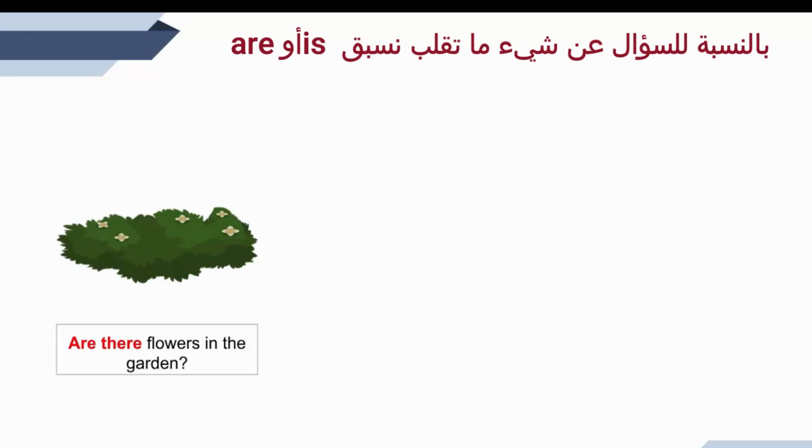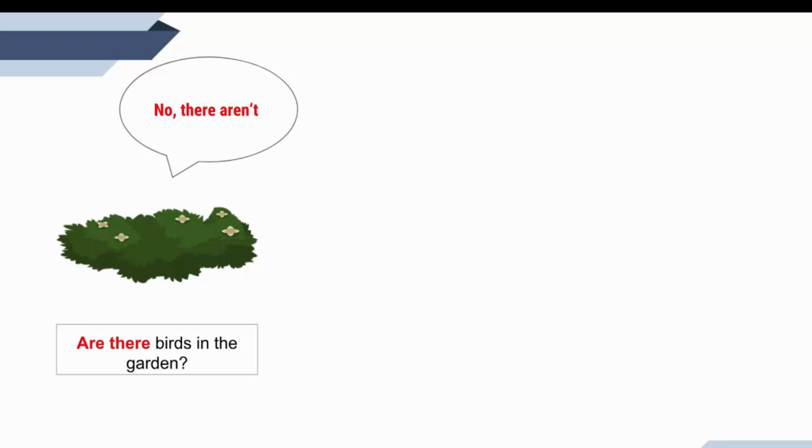The next case, plural. Are there flowers in the garden? Yes, there are. After that, are there birds in the sky? No, there aren't. The logic is the same. There are is positive. To make it a question, you exchange the places of there and are. Are there birds? Are there flowers? Positive answer, yes, there are. Negative answer, no, there aren't.